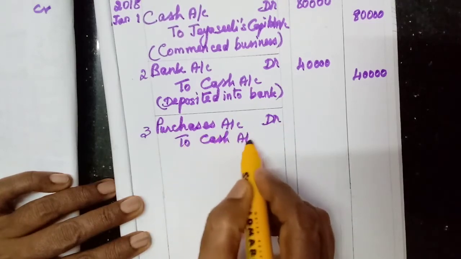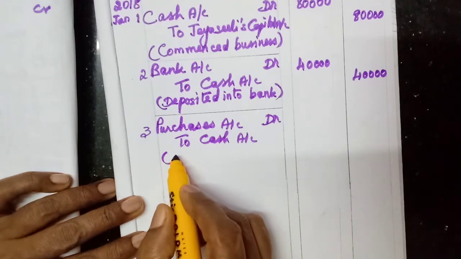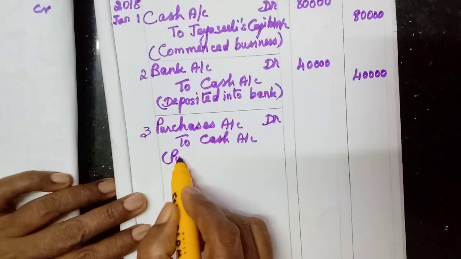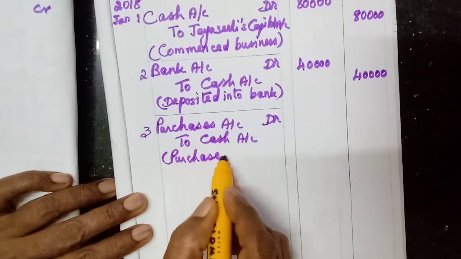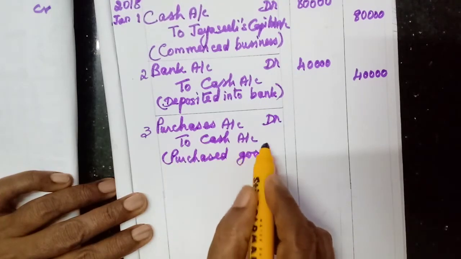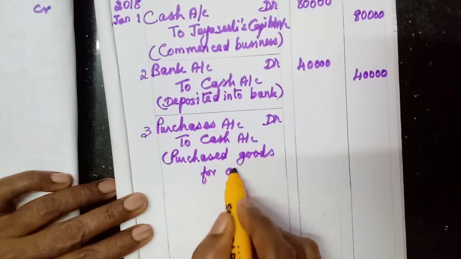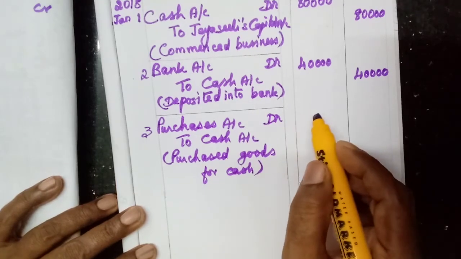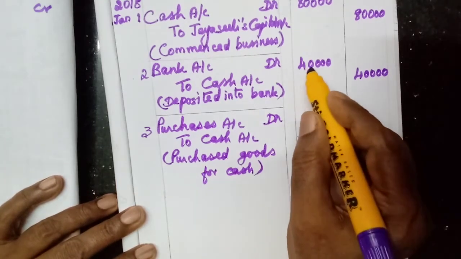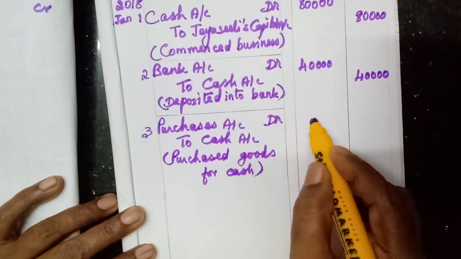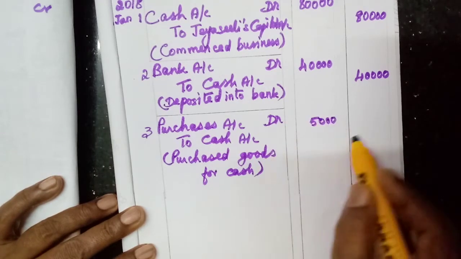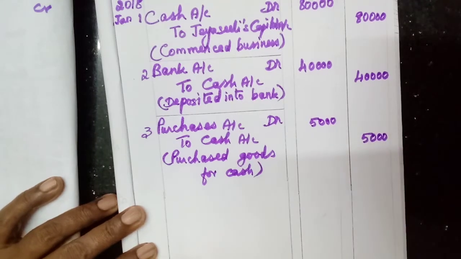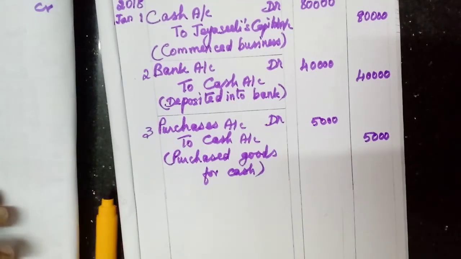Cash account. Okay. Then purchased goods for cash. Close the bracket. This is called narration. Okay. Then amount 5,000. So next to this one. Okay. Here we are not going to add this one. Even then it should look neat. Okay. 5,000.